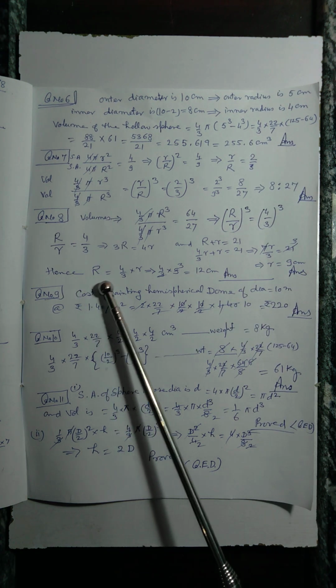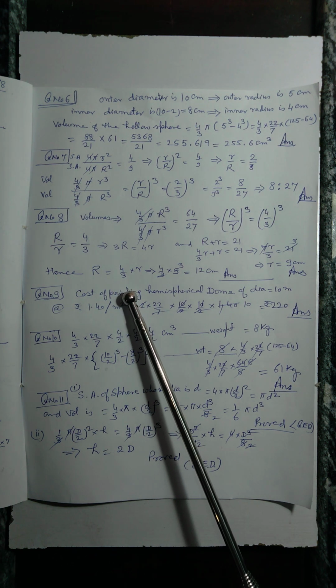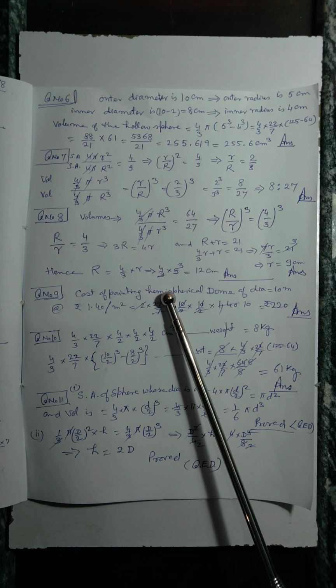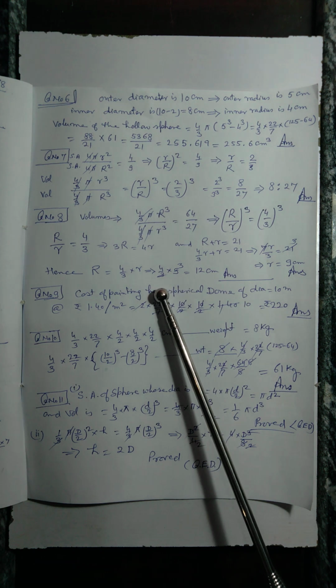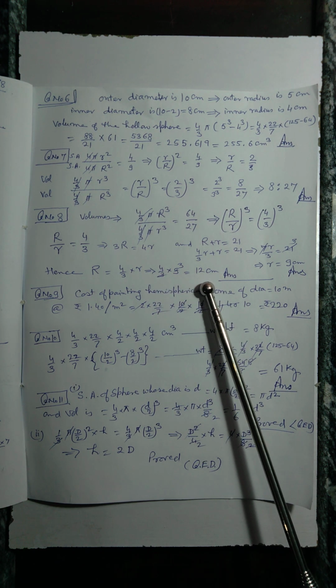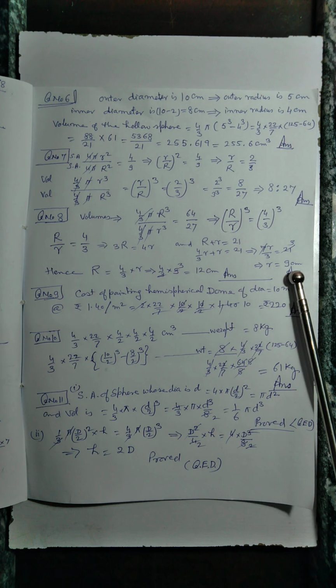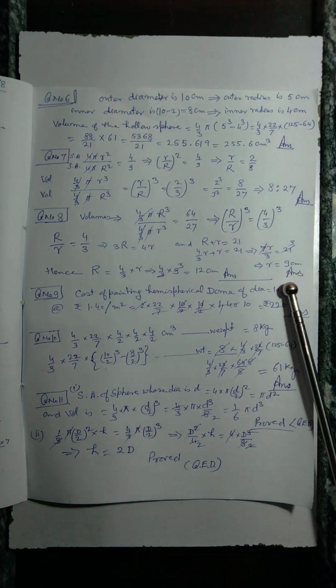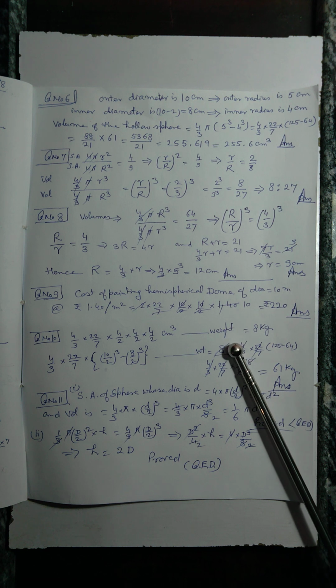Hence the capital R will be equal to 4/3 into small r. So 4/3 into 9; 3 threes are 9, 4 threes are 12. So capital R is equal to 12 centimeter, and small r is equal to 9 centimeter. Now come to question number 9.